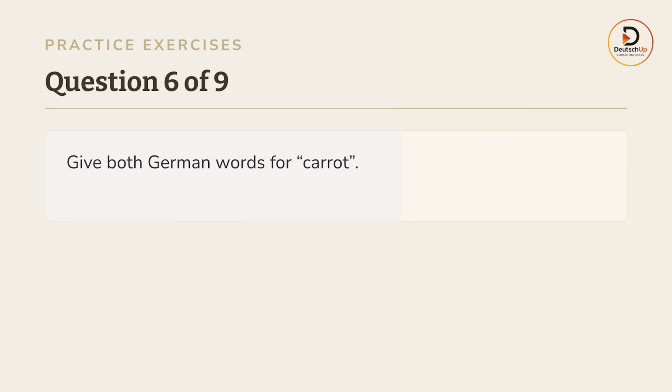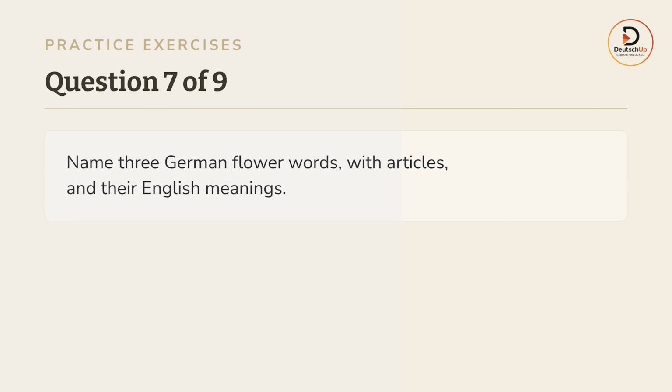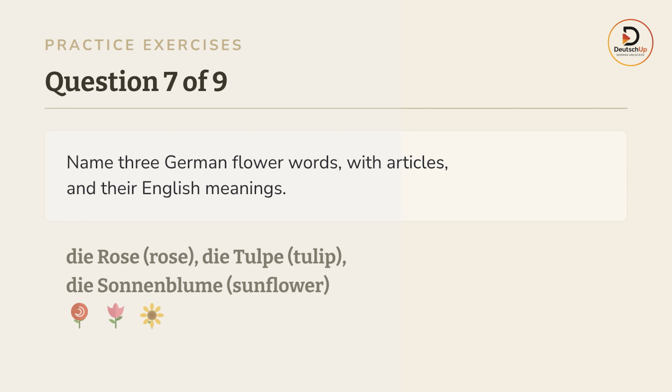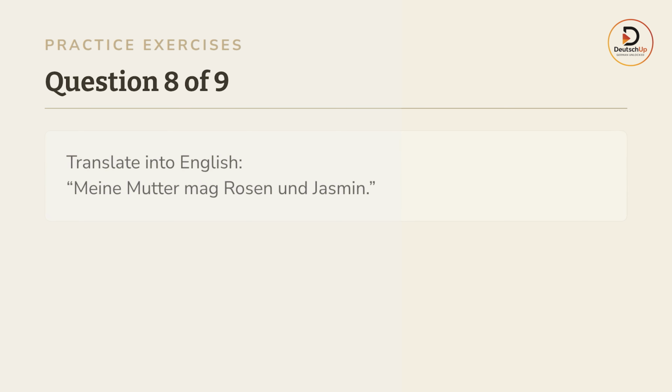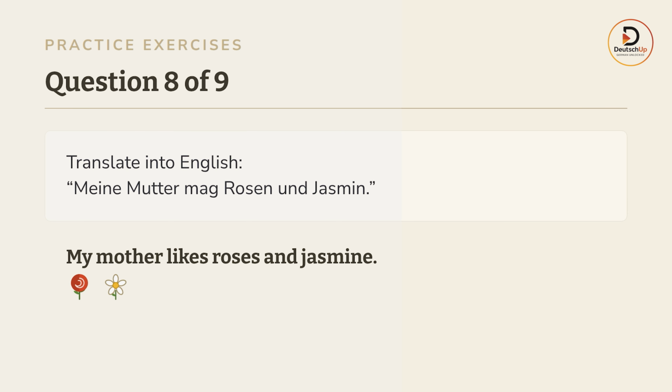Then we have the question, give both German words for carrot. So we say carrot in two ways, die Karotte and die Möhre. Next we have name three German flower words with articles and their English meanings. So we have die Rose, that is rose, die Tulpe, that is tulip, die Sonnenblume, that is sunflower. Next we have translate the sentence into English. Meine Mutter mag Rosen und Jasmin. My mother likes roses and jasmine.